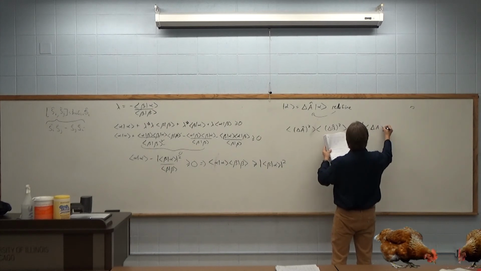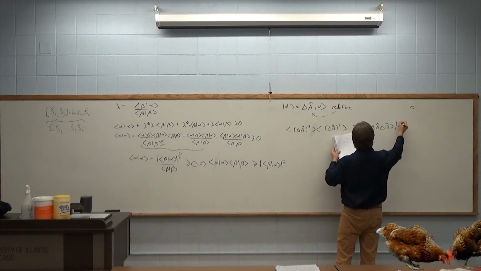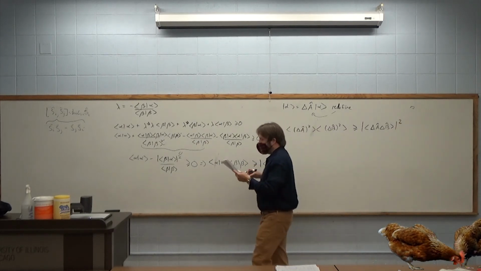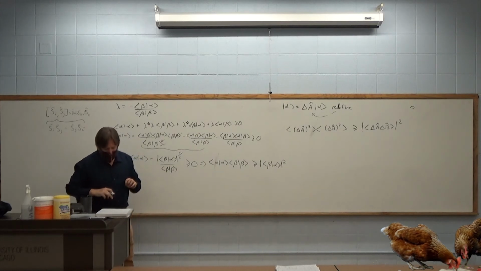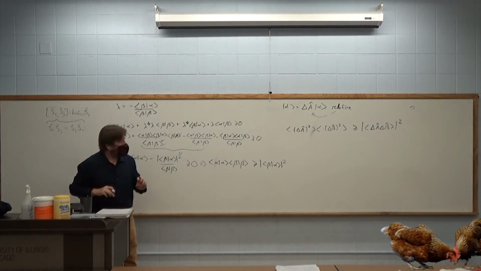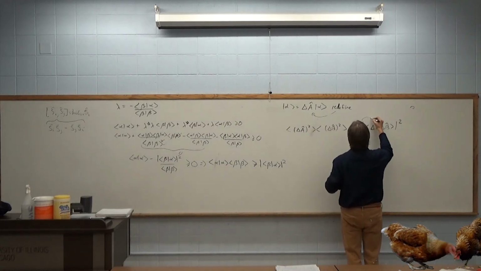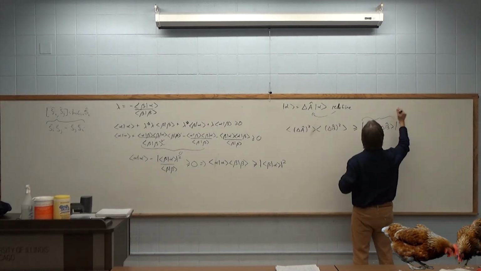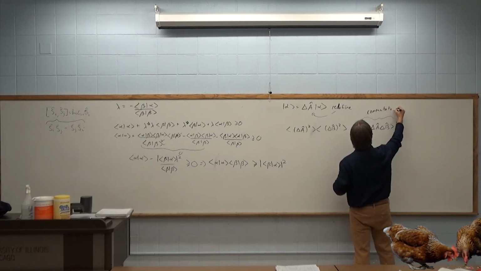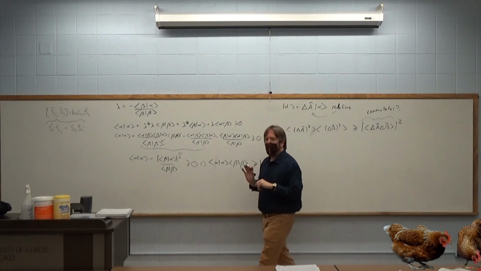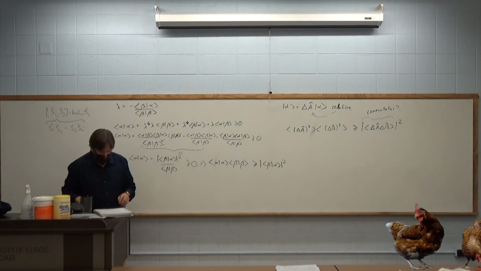Just writing stuff down. Okay, so you got that. So the thing here is we're awfully close to the uncertainty principle, but where's the commutator? Right, so it's already looking like the uncertainty principle. Unfortunately, I don't have the commutator there.